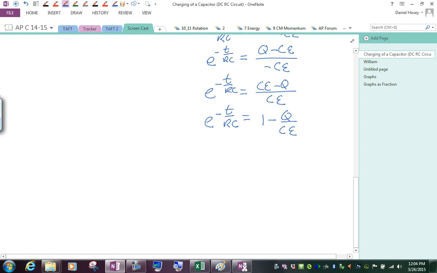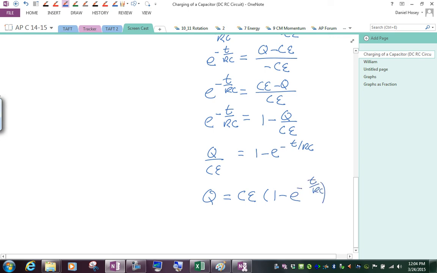Now I want to get q by itself, so that's going to be 1 minus e to the negative t over RC equals q over CE, or the charge on the capacitor at any time is some fraction of CE. Now that makes sense. That's the amount of charge you have when the capacitor gets to the same voltage as the battery. But it's some fraction of that. So it's always that or less. So it's 1 minus e to the negative t over RC.